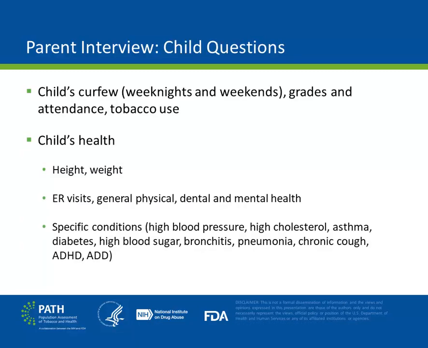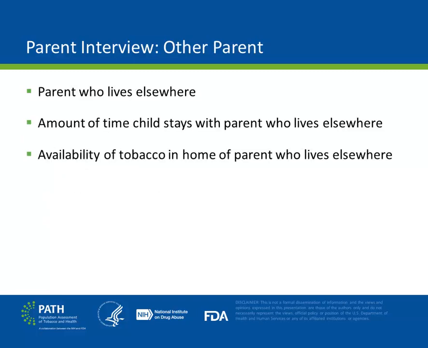The parent is then asked questions about the child's health, curfew, grades and attendance, and tobacco use. The parents are thought to provide more objective, valid data about health than the youth provide, especially for younger youth. In addition, asking these questions of the parent means that the youth interview can be shorter. The parent questionnaire also includes questions about whether the child has a parent who lives elsewhere and questions about the amount of time the child spends in the other home and the availability of tobacco in that home.